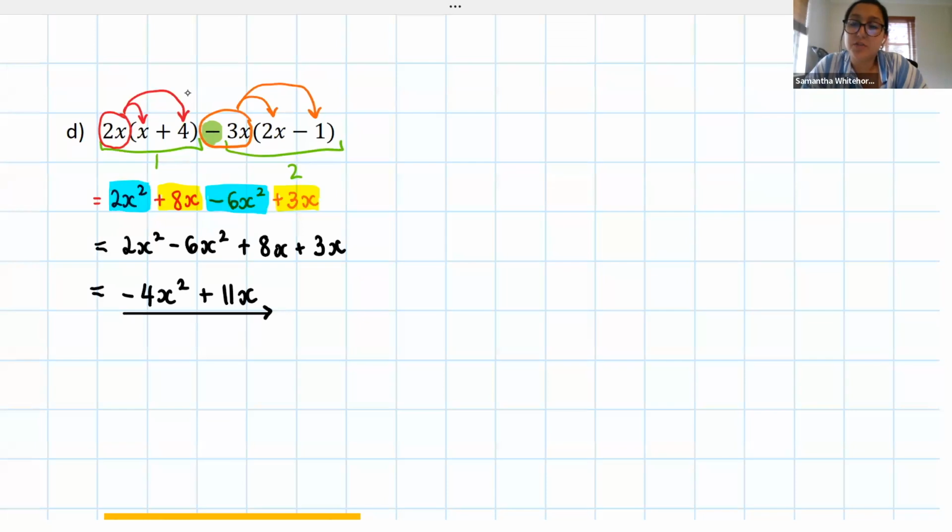Okay, so guys, like I said, if you can follow those 3 steps, identify your terms, simplify each term, and then add and subtract your like terms, you can simplify any expression.